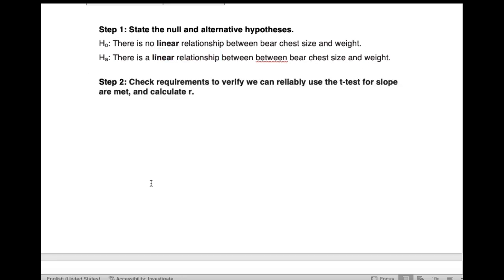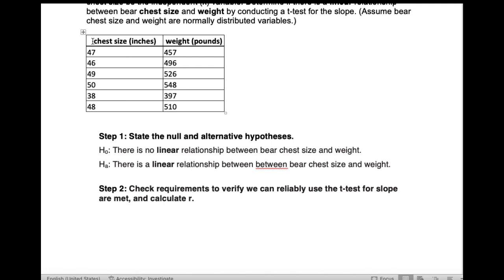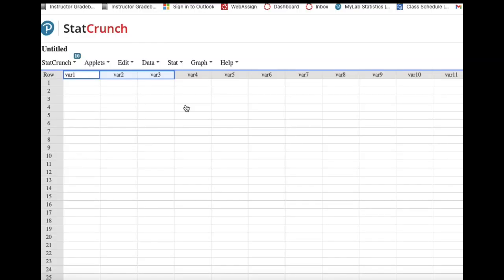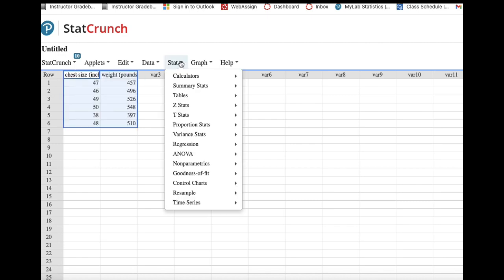weight. For step 2, we want to check the requirements and verify we can reliably use the t-test for slope, and we also want to calculate the linear correlation coefficient R. In order to do these things, I am going to rely on StatCrunch. So I'm going to go back up to my data and copy and paste it. And here I am in StatCrunch and I'm just going to paste the data. I go to Stat, Regression, and Simple Linear.